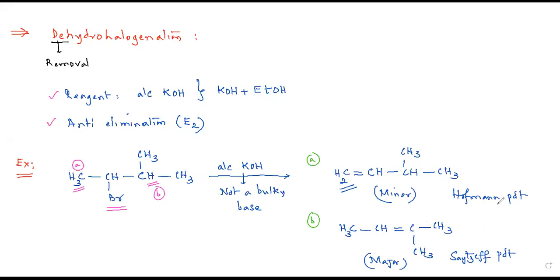Okay, so this is dehydrohalogenation. You can use alcoholic KOH. You can also use sodium amide or sodamide. We'll make use of this later. Okay. So this is dehydrohalogenation.